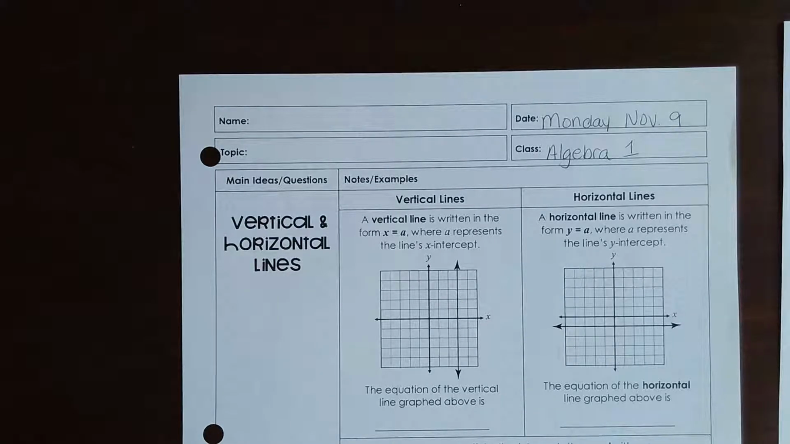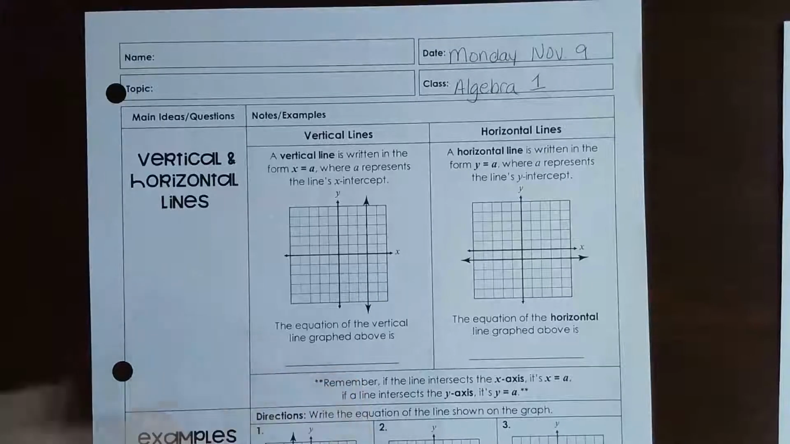Today we're talking about vertical and horizontal lines. So up at the top, you should have this note sheet from the sub, or if you're out, I did post it in Teams.